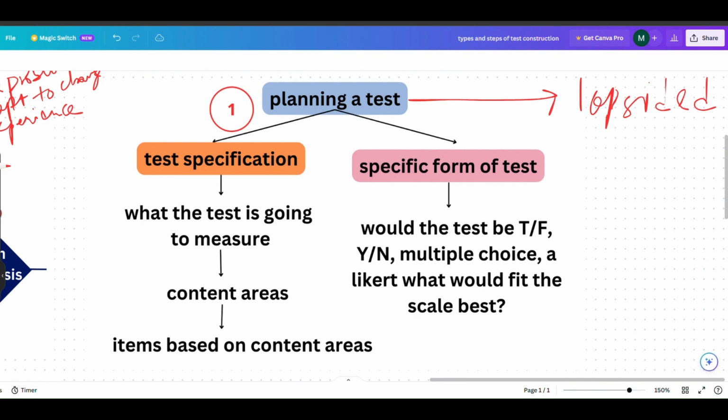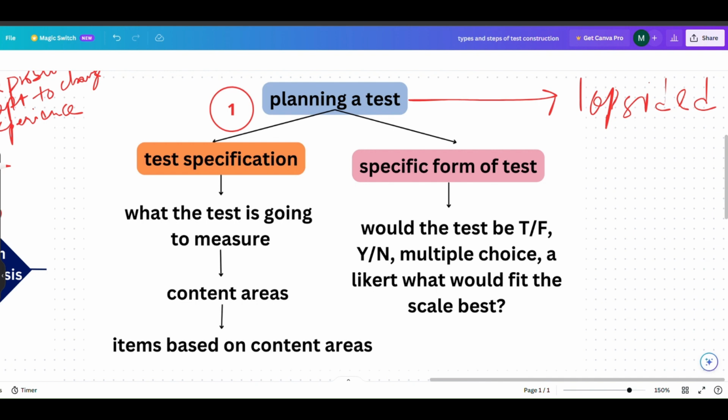Now what is a lopsided test? What happens is, without a plan, some areas will be overrepresented while the other areas would remain untouched completely. The 2 parts are test specifications and specific form of test. Specific form of test is easier to understand. I'll just explain. It is how the test would be presented. Like, would the test be true or false, yes or no, multiple choice, rating scale, what would it be? So that we have to understand while planning the test.